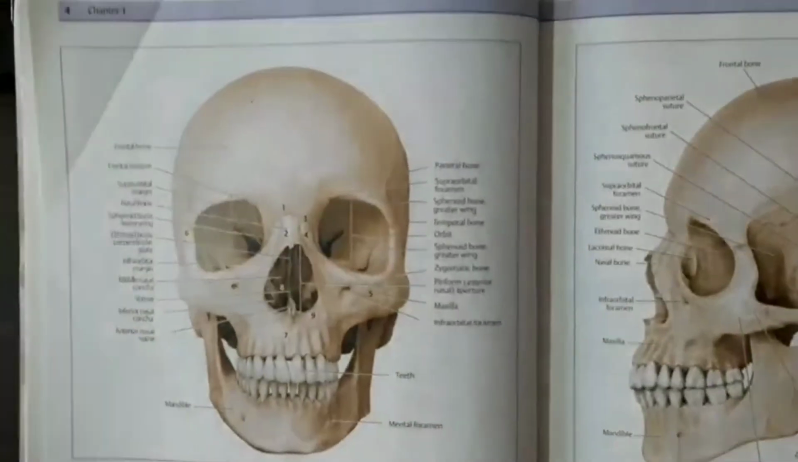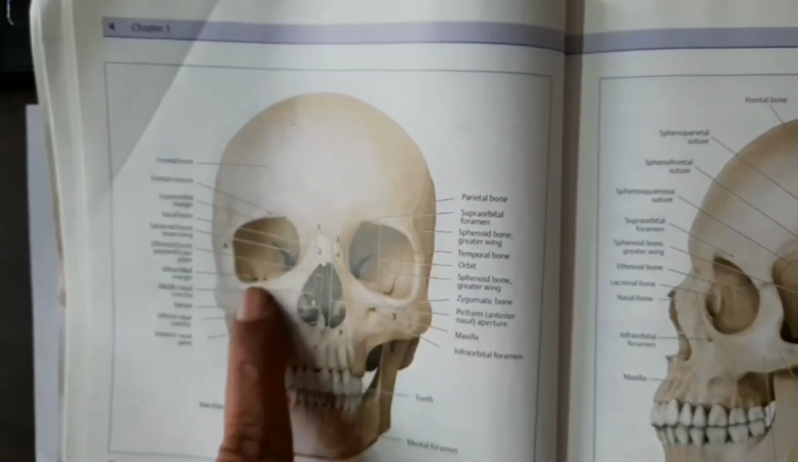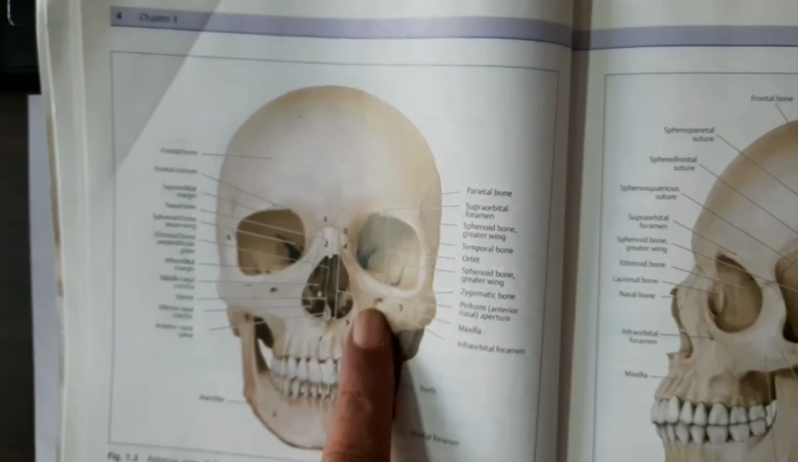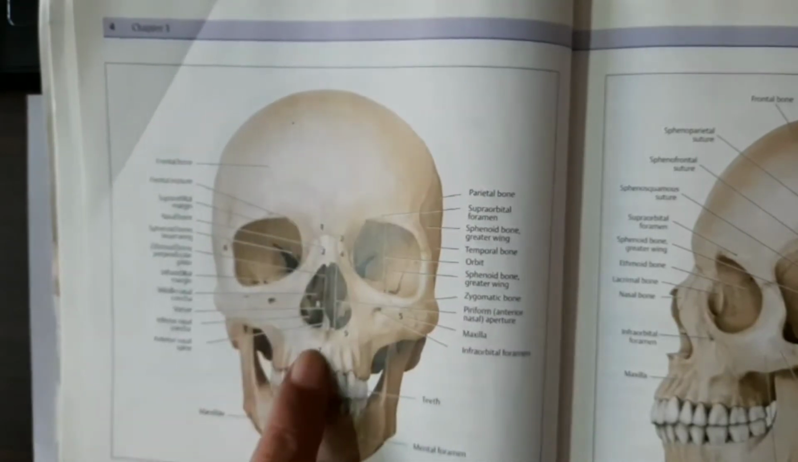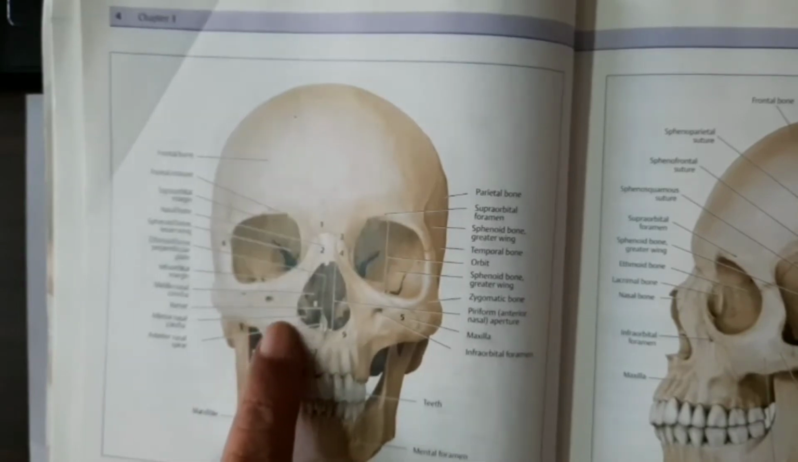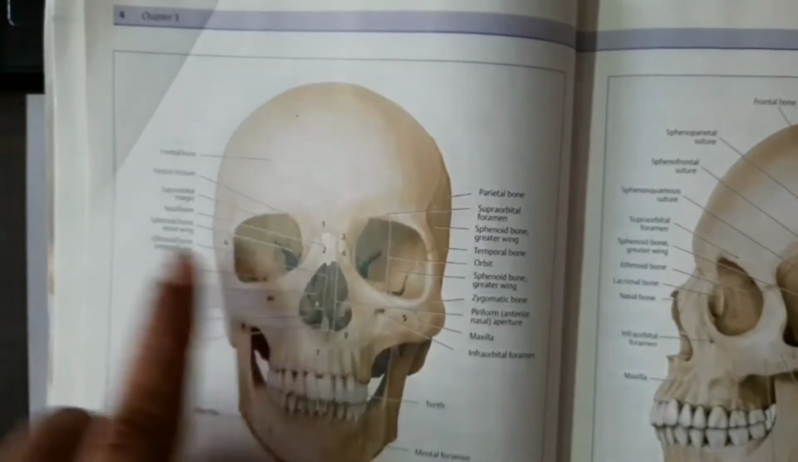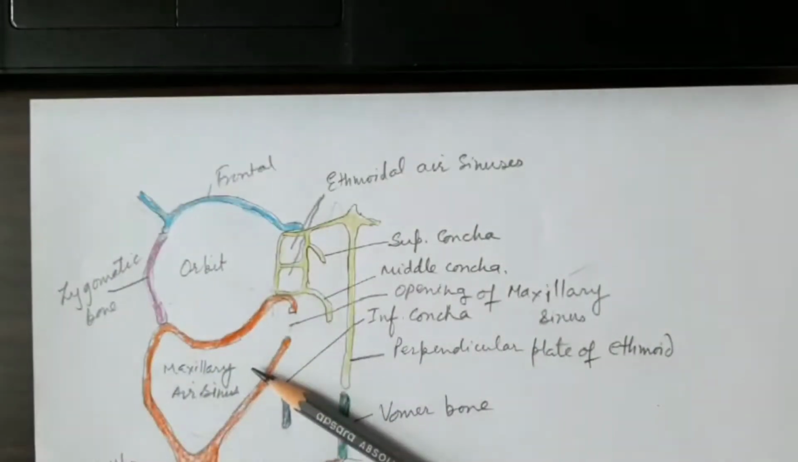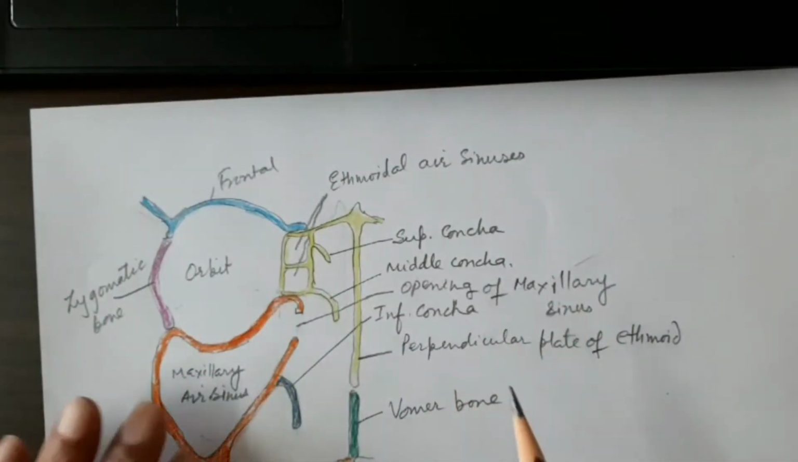Now you can see this diagram, and here you can see this bone is the maxilla of the right side and this is the maxilla of the left side, and this will form the anterior wall because deep to this is the maxillary air sinus. So this is the anterior wall of the maxilla which forms the facial skeleton. It forms the facial skeleton.